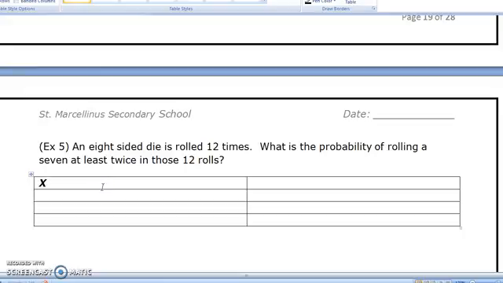All right, here's x. Here's P, that capital X is equal to lowercase x. An 8-sided die could be rolled 0 times. We could get 7 0 times. We could get 7 once. We could get 7 twice.